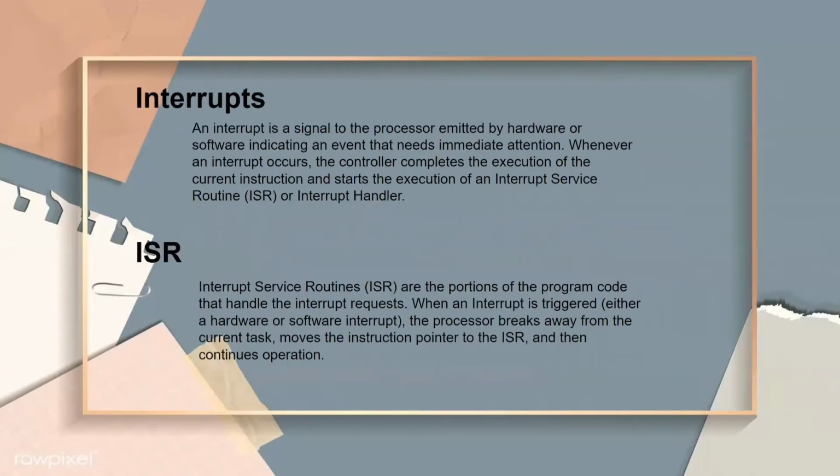Next one is interrupt. It is a signal emitted by hardware or software indicating an event that needs immediate attention. Whenever an interrupt occurs, the controller completes the execution of the current instruction and starts the execution of the interrupt service routine, or ISR. Next, ISRs are the portions of the program code that handle the interrupt request. When an interrupt is triggered, the processor breaks away from the current task, moves the instruction pointer to the ISR, and then continues operation.